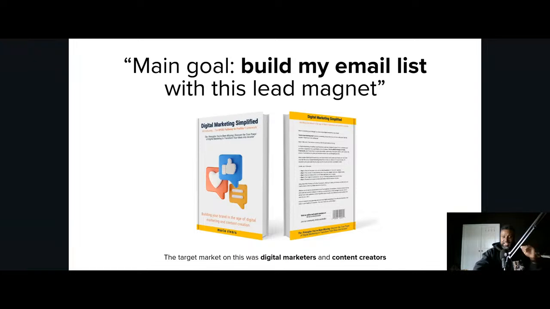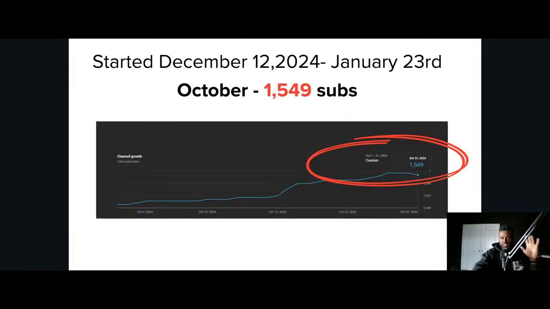Now, this lead magnet is an ebook called Digital Marketing Simplified. It's how to get started in digital marketing, online business. I'll leave the link down in the description if you want to check it out. And here's a side note: I created this in Canva, and then I sent it out to Fiverr so they could do a 3D mock-up. Cost me $5. It's just a tip for y'all.